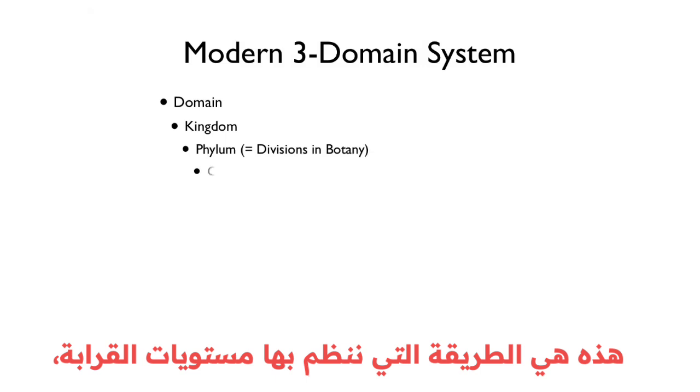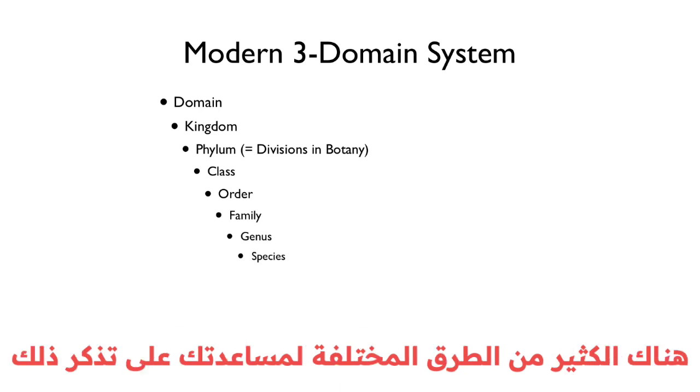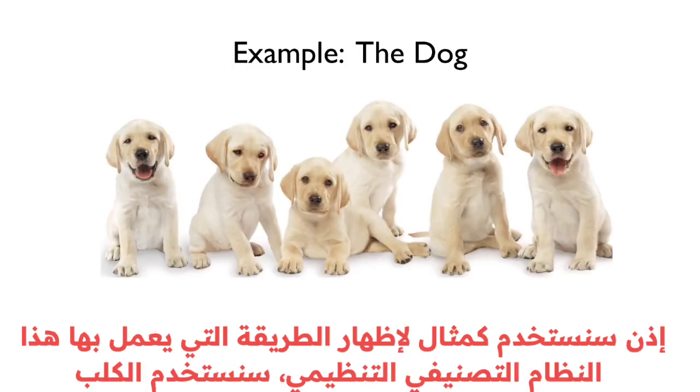This is the way that we organize levels of relatedness, going from the domain to the kingdom, phylum, class, order, family, genus, species. There's lots of different mnemonics to help you to remember that. Botanists don't use the word phylum, they use the word division instead. So we're going to use as an example to show you the way this organization taxonomic system works, we're going to use the dog.